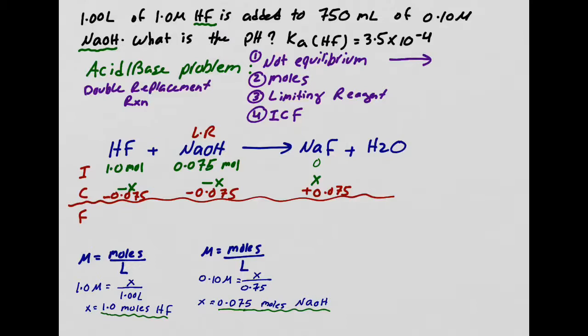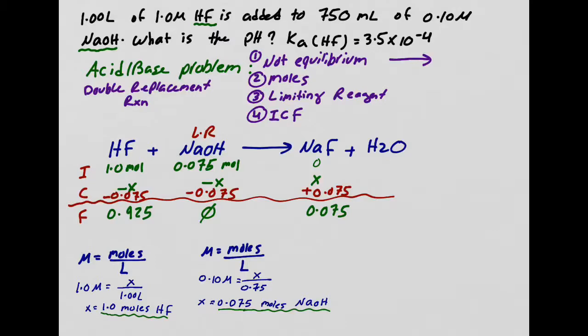All right, so now F means what again? F means final, because we don't have equilibrium. So my F is going to be 1.0 minus 0.075, which would be 0.925. I'm going to have none of the limiting reagent left. That sounds about right. And then 0.075 moles of sodium fluoride over there. Are you guys good so far?